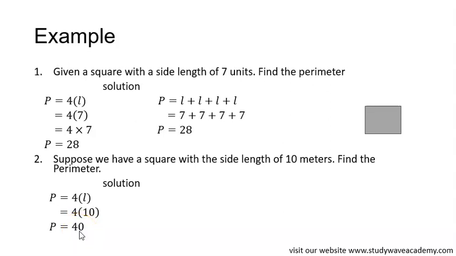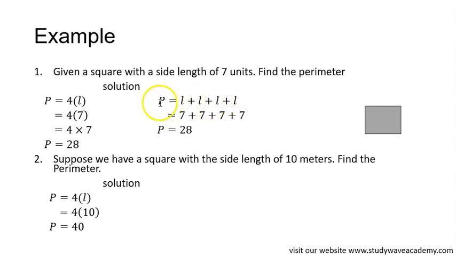Do you understand? So the perimeter of the square is 40 meters, okay? If the length is 10 meters, the perimeter is 40 meters. Do you understand that? Okay, good. I hope we're not confused. So this is how you find the perimeter of a square, okay? You use this formula or you use this formula, whichever is easier for you.